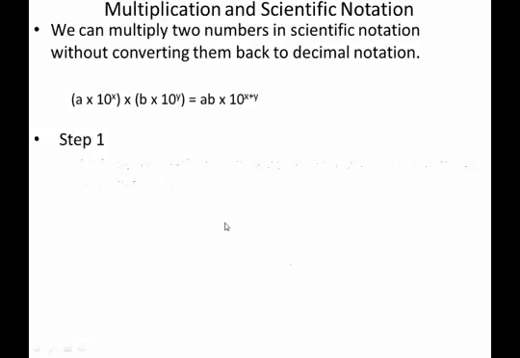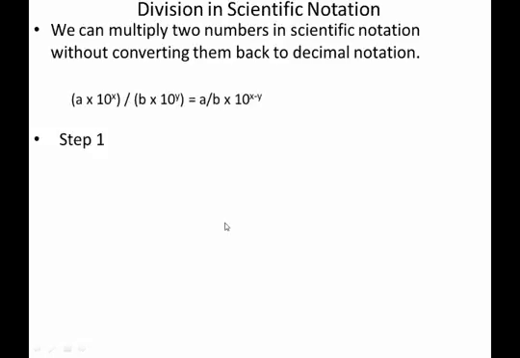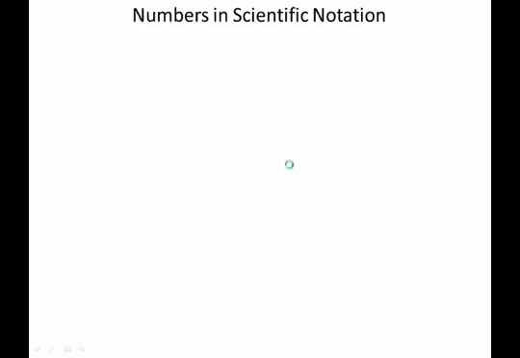Division works the same way. So for multiplication, you multiply the coefficients and add the exponents. Division works the same way: you divide the coefficients and subtract the exponents. We'll do some practice on this in just a little bit.